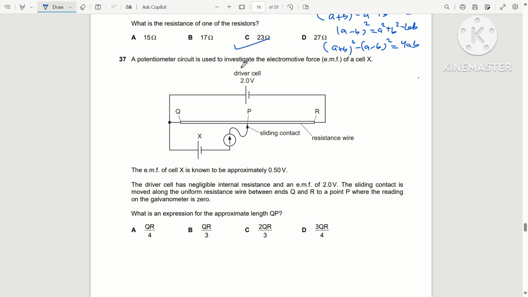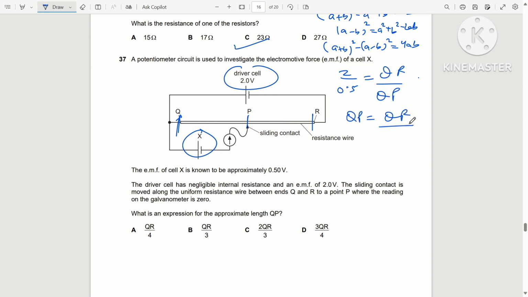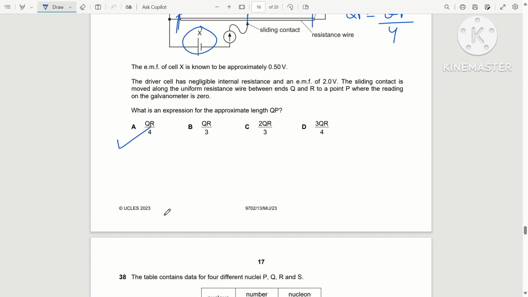2 volt, this driver cell, we can take the ratio of this driver cell divided by this length X. So it will be 2 by 0.5 is equal to, when using this driver cell, this whole length you are taking, that is QR divided by QP. So QP is equal to QR divided by, this will be 4. So QR by 4 it will become. So option A is the correct one.